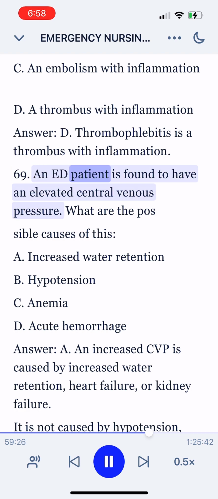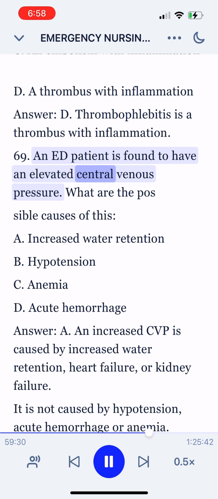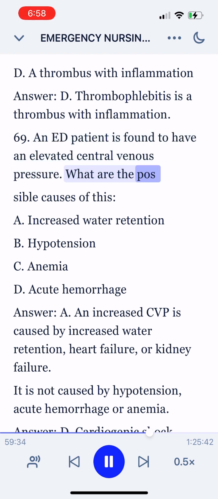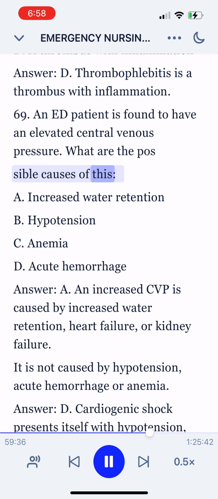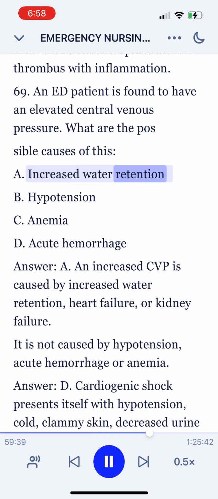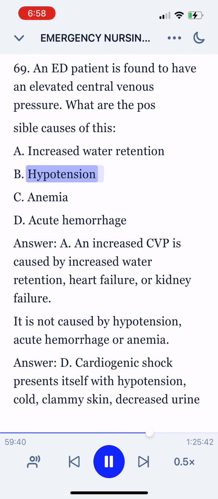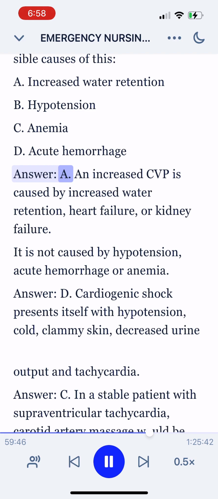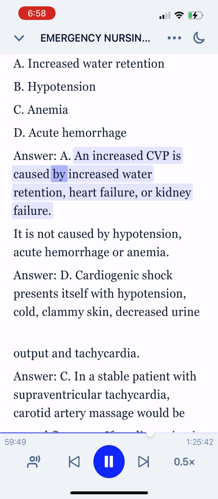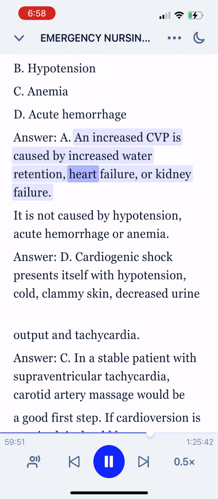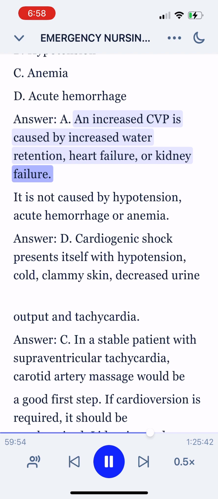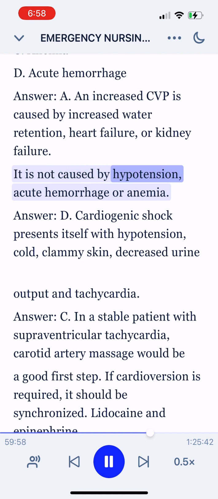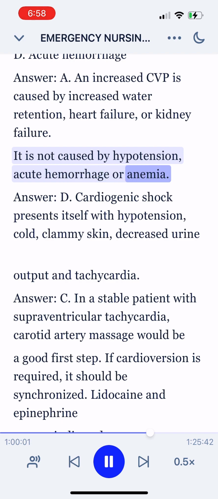69. An ED patient is found to have an elevated central venous pressure. What are the possible causes of this? A. Increased water retention. B. Hypotension. C. Anemia. D. Acute hemorrhage. Answer A. An increased CVP is caused by increased water retention, heart failure, or kidney failure. It is not caused by hypotension, acute hemorrhage or anemia.